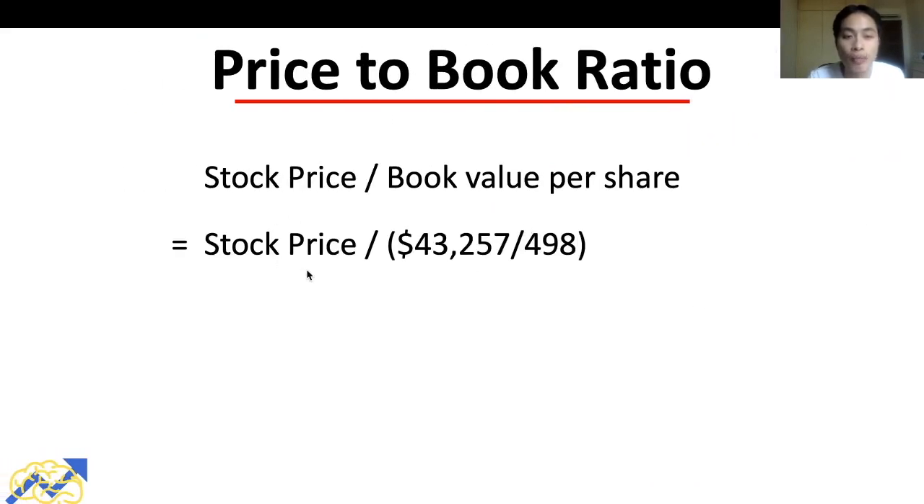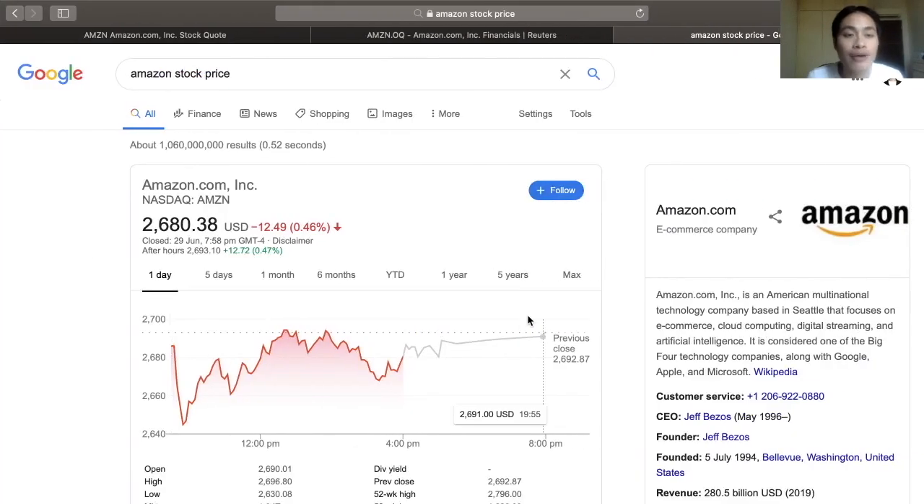Right, so we plug in the value. So we take the stock price, divide by the book value per share. So the book value is 43,257, which we have already derived earlier on, divided by the total shares outstanding, which is 498. Right, so take note that these numbers here are valued in terms of millions, so they cancel out. The next thing that we need to find out is the stock price of Amazon. So what is Amazon's current stock price? So Amazon current stock price is $2,680 as of the filming of this video.